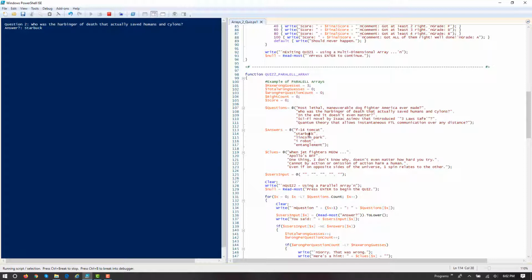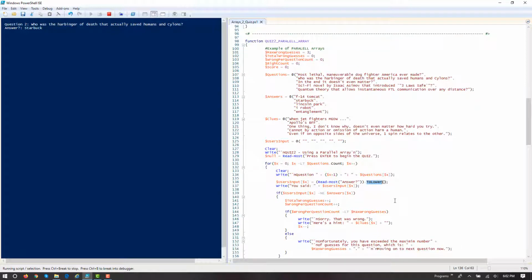And it doesn't matter that I typed in a capital S, because what am I doing down here? I'm using the ToLower method to convert everything to lowercase, and I compare it. Yeah, you got it right. In the end, it doesn't even matter. That's Linkin Park, right? I am so cheating. Okay, sci-fi novel by Isaac Asimov that introduced the 3 laws of safety. And that was I, Robot, remember? I, Robot. Yeah, you got it right.